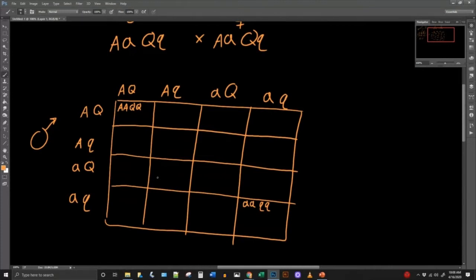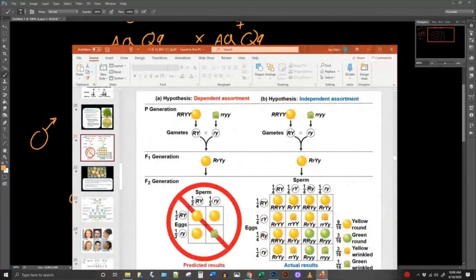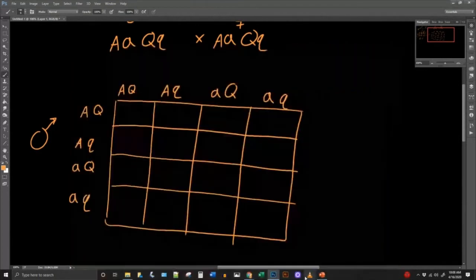I'm going to fill this out a little bit differently, though. If you want to see a picture of it all filled out, there's one on the slides. Right here, this is the same kind of problem with all of the genotypes listed out. But what if we only worry about the phenotypes for right now?